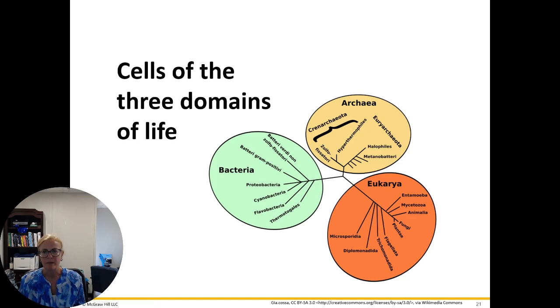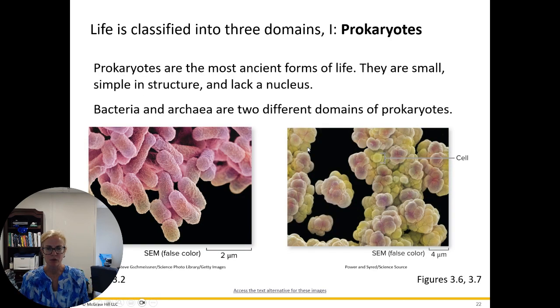In this video, we are comparing cells of the three domains of life. Living organisms, remember, are prokaryotes, which include our bacteria and archaeans, so those are two domains, and then our third domain, which is eukarya. Our prokaryotes are the most ancient forms of life. Again, they are small, they're simple, they lack a nucleus, and they do not have membrane-bound organelles. Bacteria and archaea are two, again, domains of prokaryotes.